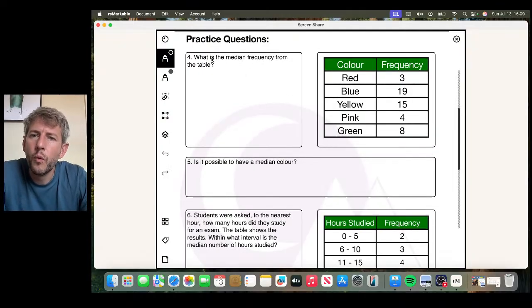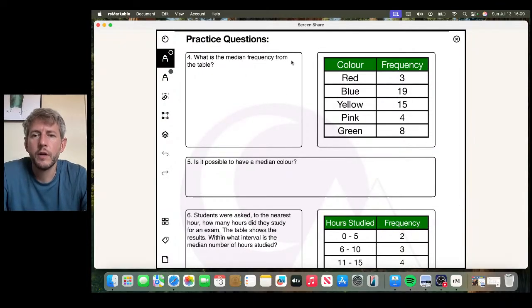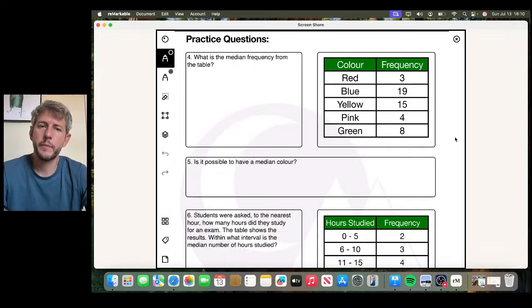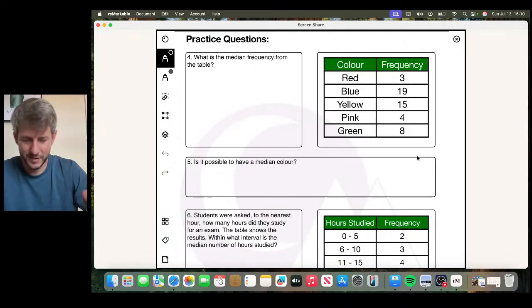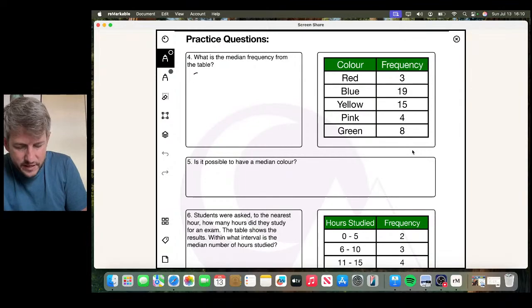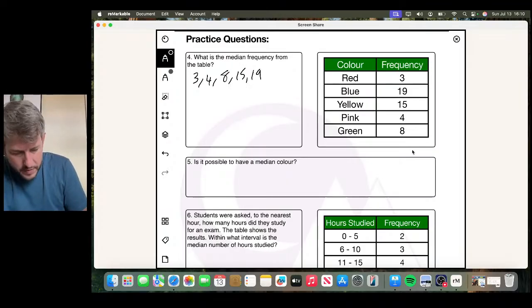Okay, so what is the median frequency from the table? Okay, that's interesting. So we've got to actually put these frequencies in order. Because it's asking the median frequency, 3, 4, 8, 15, 19. So the median frequency is 8.